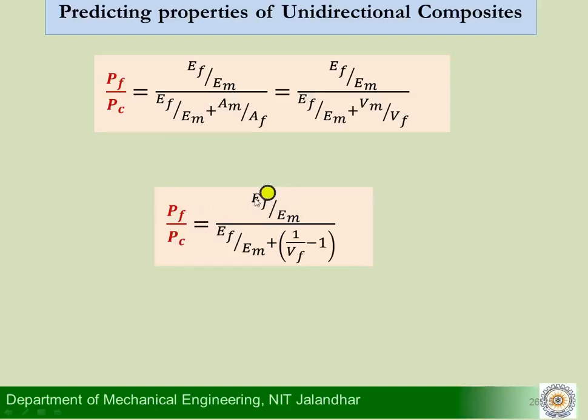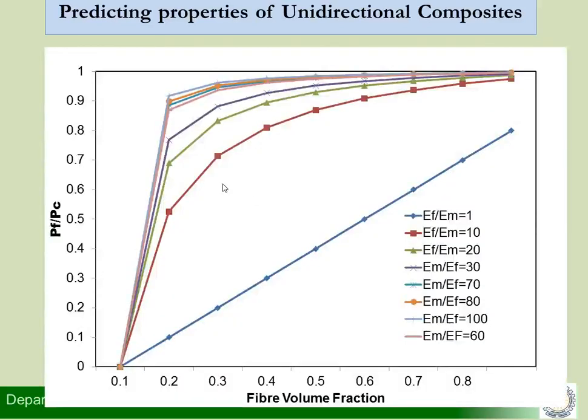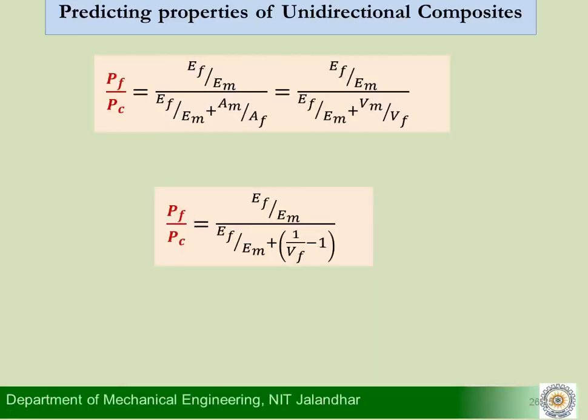It depends upon, again, two parameters: the ratio of EF to EM, which we have said earlier, in our last example also, is an important parameter, that is the stiffness ratio of the fiber to the matrix, and the second one is VF, that is the volume fraction. What we see next is when I plot this expression, the expression which we said, PF by PC, it depends upon EF by EM and other parameters.